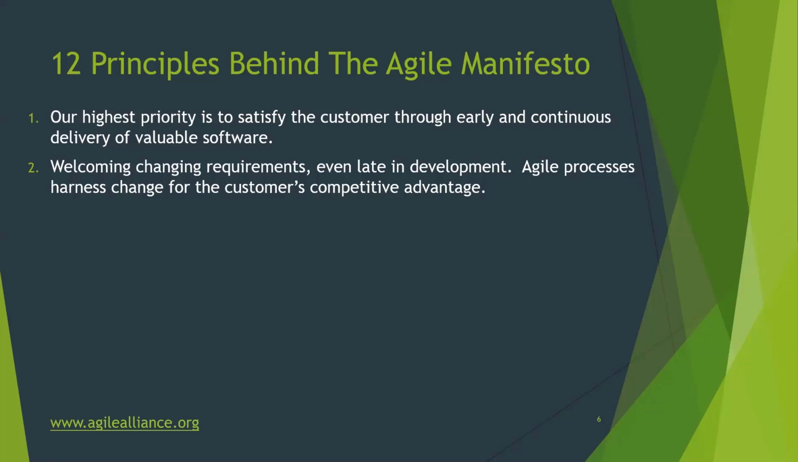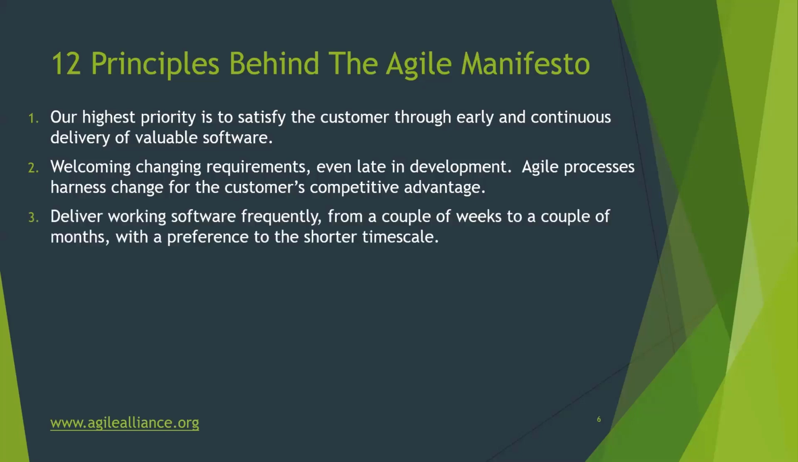You're going to keep welcoming new requirements even late in the cycle. And as new requirements are identified and added to the requirements backlog, you're going to keep iterating on those requirements through subsequent sprints. The next item is delivering working software frequently, from a couple of weeks to a couple of months. So keep in mind, this Agile manifesto was developed back in 2001 specifically for software.